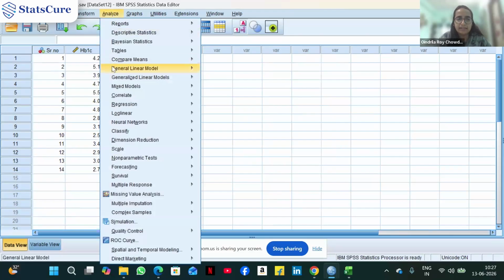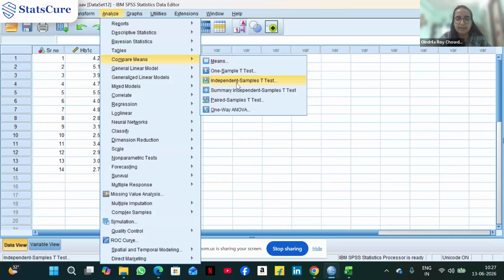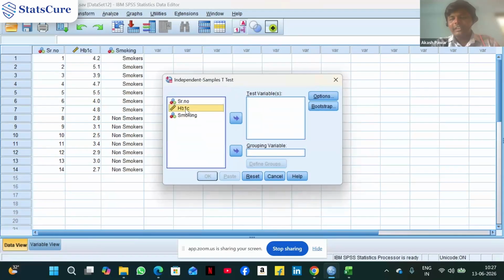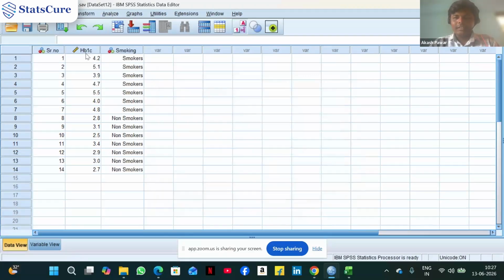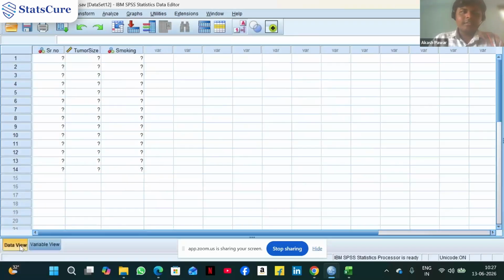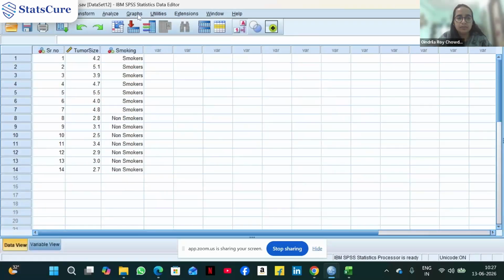It is analyzed with the independent sample t-test. I have already checked that. So suppose Andrila, can you rename it as tumor size so people will not get confused? So we can rename it in this data as well. It's tumor size, so let's keep it as tumor size. Thanks, Akash, for identifying it is tumor size.